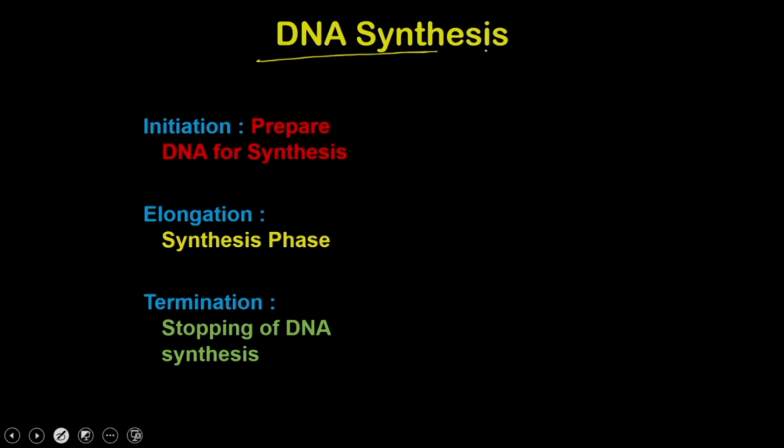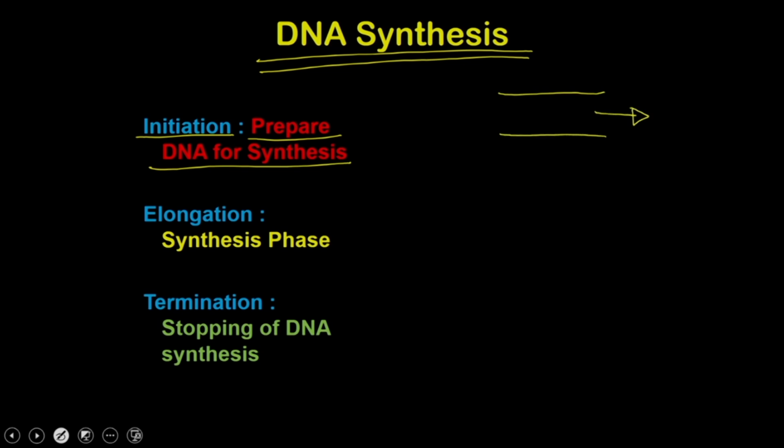So, DNA synthesis has three steps. One is called initiation, which prepares the DNA for the synthesis. So, what you are doing is taking a DNA and generating the two strands. Then in the elongation step, we are doing the DNA synthesis.